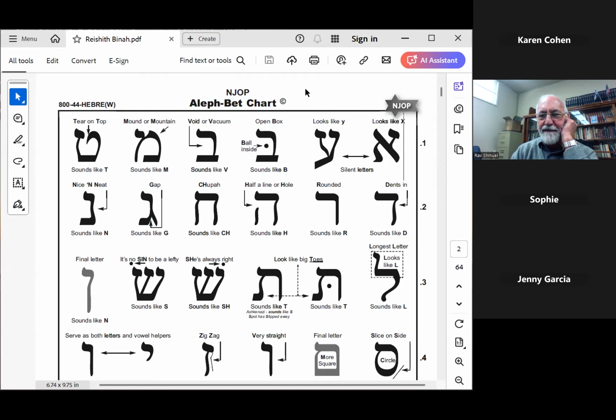Why do they go right to left? Well, years and years ago, when they first started writing, they didn't have pens and paper or parchment. What they did was they chiseled the letters on caves. And if you're chiseling right to left, what happens? You hit your thumb. So they chiseled. That's the reason.